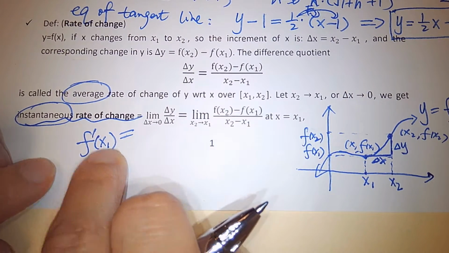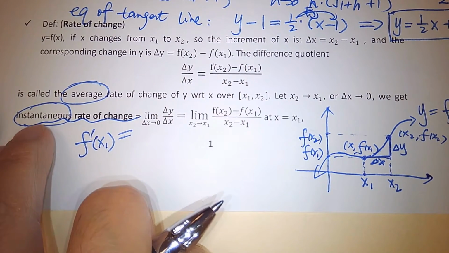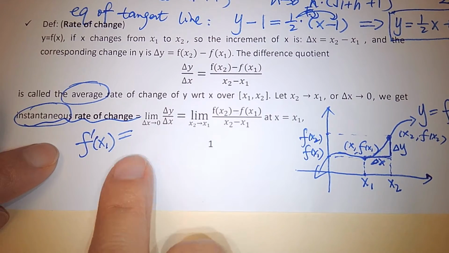Okay, so you know that rate of change is this. Instantaneous rate of change is what? The derivative. That gives us a derivative, okay?